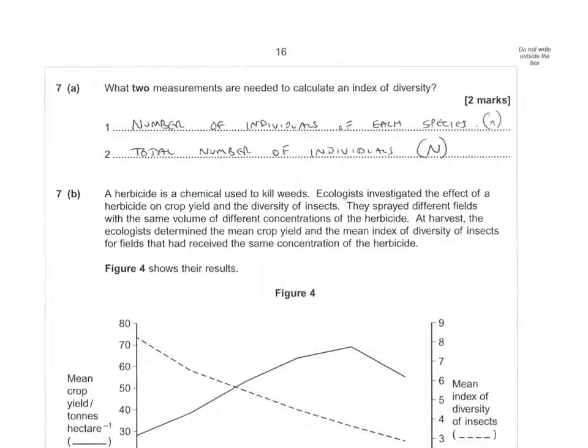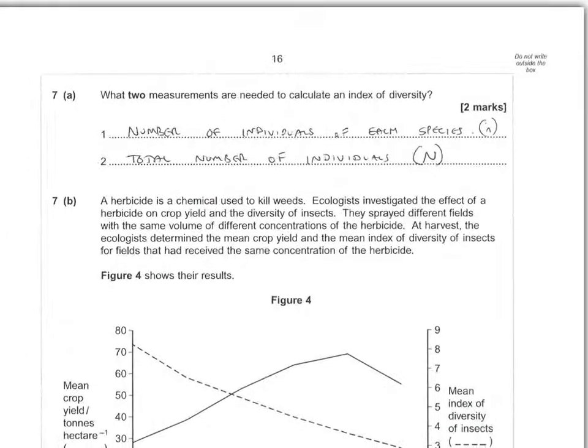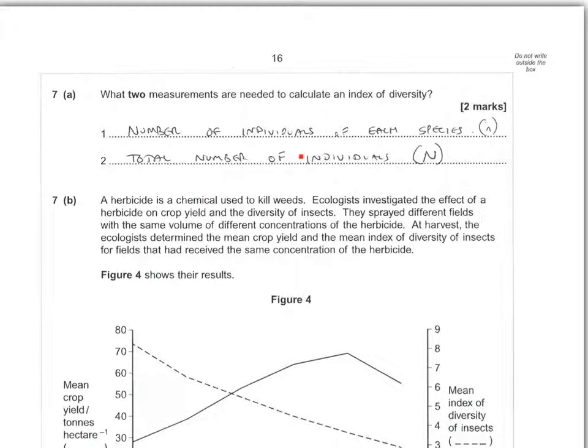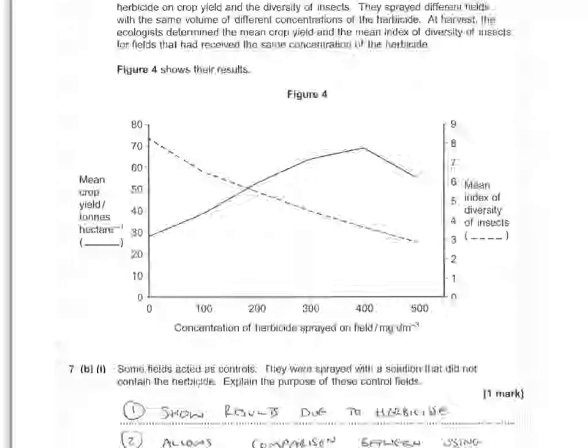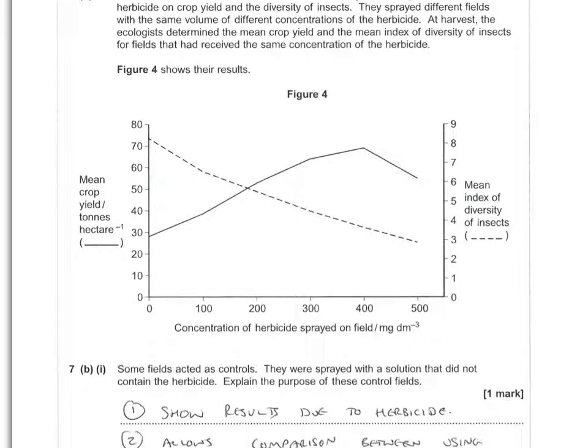First part of this question is just basic knowledge. You need to know these two things. These are the two things that you need to know for the index of biodiversity. Looking at this graph, first of all, you should definitely notice that as you're increasing the concentration of herbicide, we've got more crop yield and the index of diversity is decreasing. However, it does decrease after about 400 milligrams per decimetre cubed.